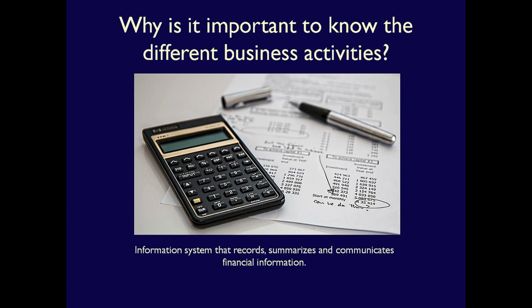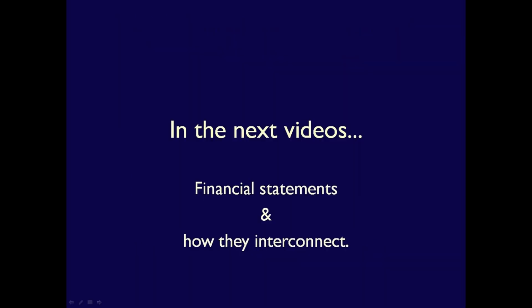The statement of cash flow is divided into three activities: financing, investing, and operating. By understanding the different types of activities, you can tie that understanding into the structure of the cash flow statement, which we'll be covering in the next series of videos.